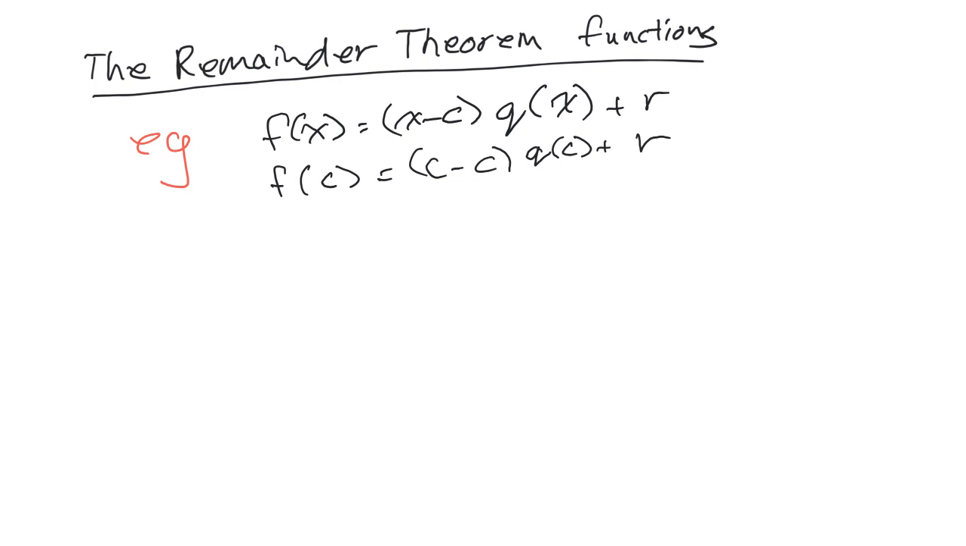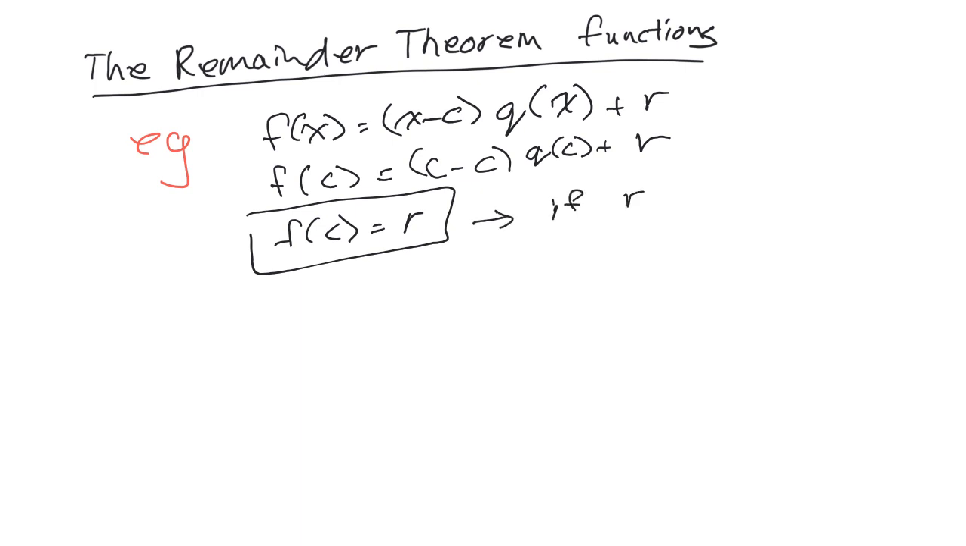So here's what you would know. You'd get f of c is equal to, well, just r, right? And that would only happen if r was not equal to 0. So if r was not equal to 0, then we wouldn't have a 0, right? So this is what the remainder theorem says.